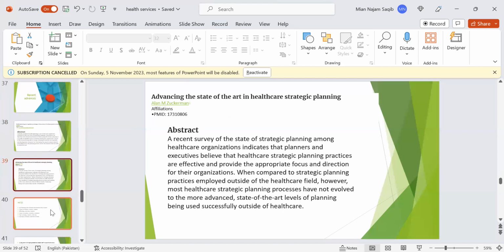Secondly, advancing the state of the art in healthcare strategic planning. Abstract for this: a recent survey of the state of strategic planning among healthcare organizations indicates the planners and executives believe that healthcare strategic planning practices are effective and provide the appropriate focus and direction for their organizations. When compared to strategic planning practices employed outside of the healthcare field, however, most healthcare strategic planning processes have not evolved to the more advanced state of the art levels of planning being used successfully outside of healthcare.